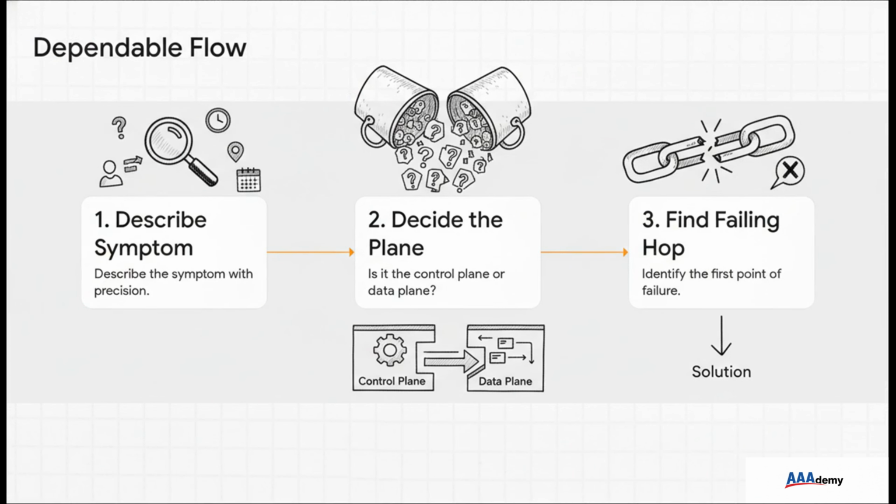Now here's what's so cool about this. No matter which bucket the problem lands in, the core troubleshooting flow is almost always the same. It's a super simple 3-step process. First, describe the symptom, and I mean get really specific. Not just the portal is down, but user Jane Doe can't access the billing portal after the 10 a.m. update. See the difference? Second, decide which plane the problem is living on. And third, and this is the big one, find the very first thing in the chain that actually broke.